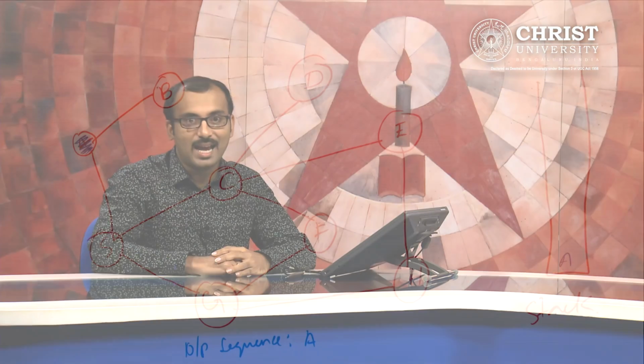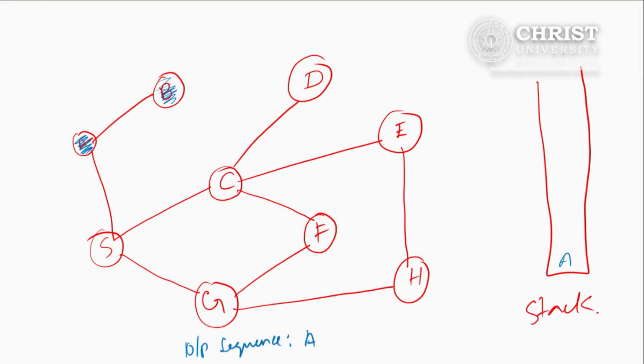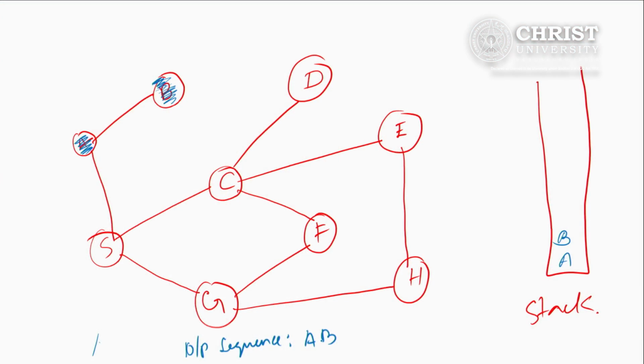We have A here and we will check all the adjacent unvisited nodes of A. We have B and S. Following the alphabetical order, we will push B onto the top of the stack, add it to the output sequence and mark it as visited. Now, B being at the top of the stack and A the only adjacent visited node, there is no other go. So, we will pop B from the stack.